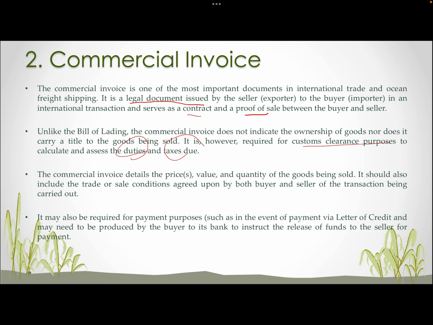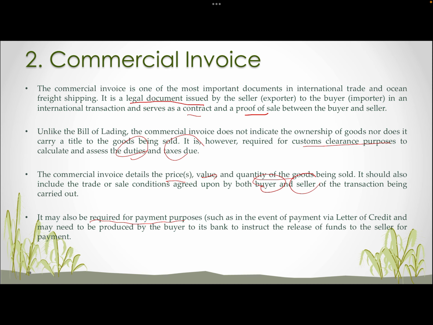So, in the commercial invoice, the details are the price, value, quantity of the goods being sold. Okay, it should also state the trade or sale condition agreed upon by both buyer and seller of the transaction being carried out. Okay, so it may also be required for payment purposes.